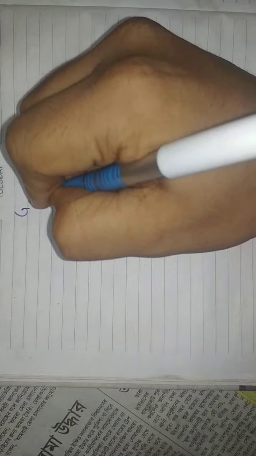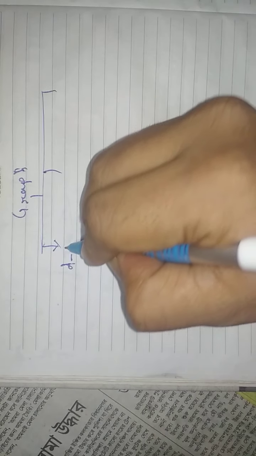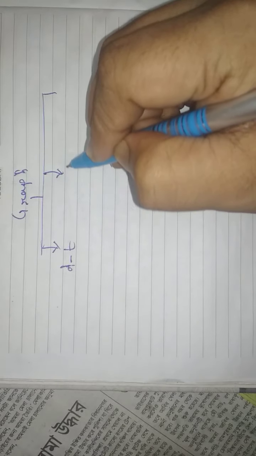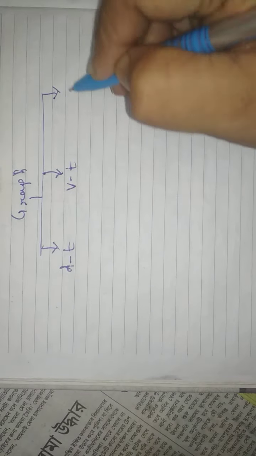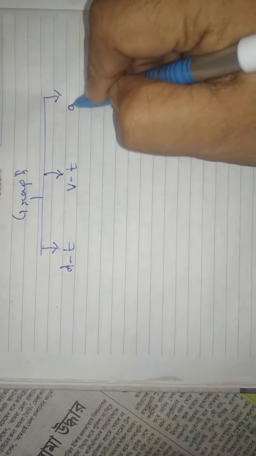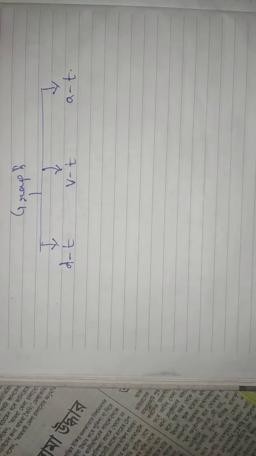Dear student, today we will learn graphs related to motion. So in our syllabus, we have three types of graphs. Number one, distance versus time graph. Number two, velocity versus time graph. And number three, acceleration versus time graph.